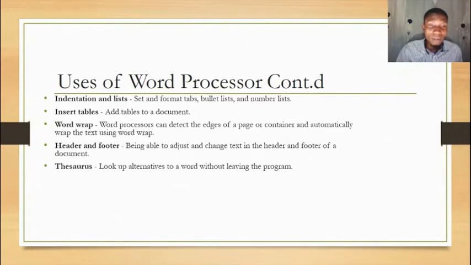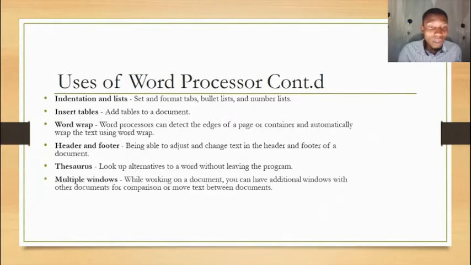And next you have the thesaurus. With the word processor, you can look up alternatives to a word without leaving the program, or without leaving the word processor you're working with. So you can look for alternative words. So thesaurus is like a dictionary that gives you synonyms to words. So that's one of the features, or one of the uses of word processor.